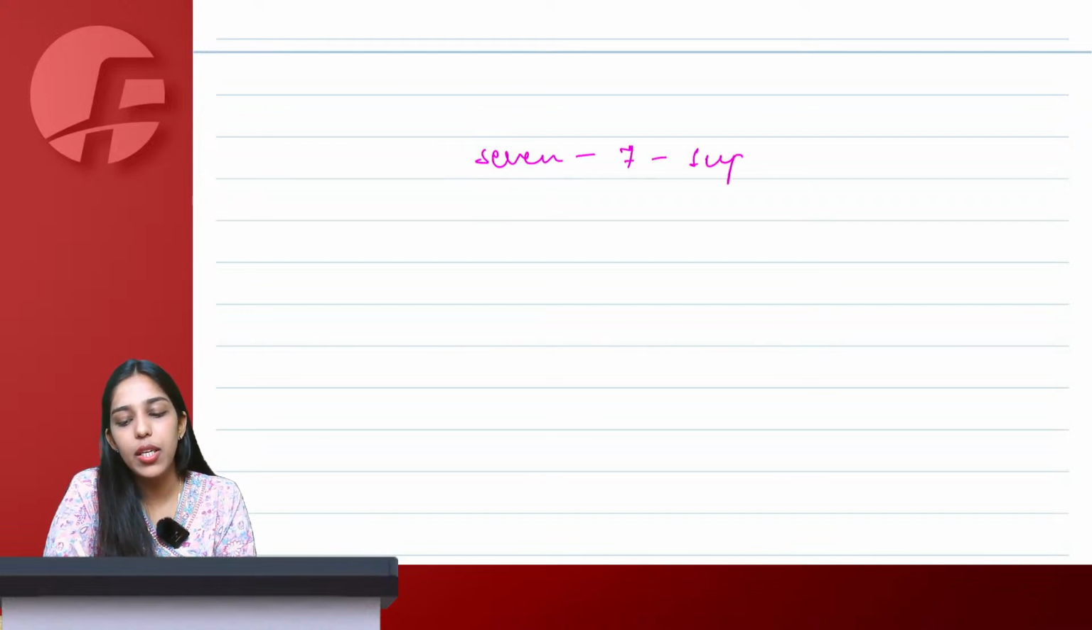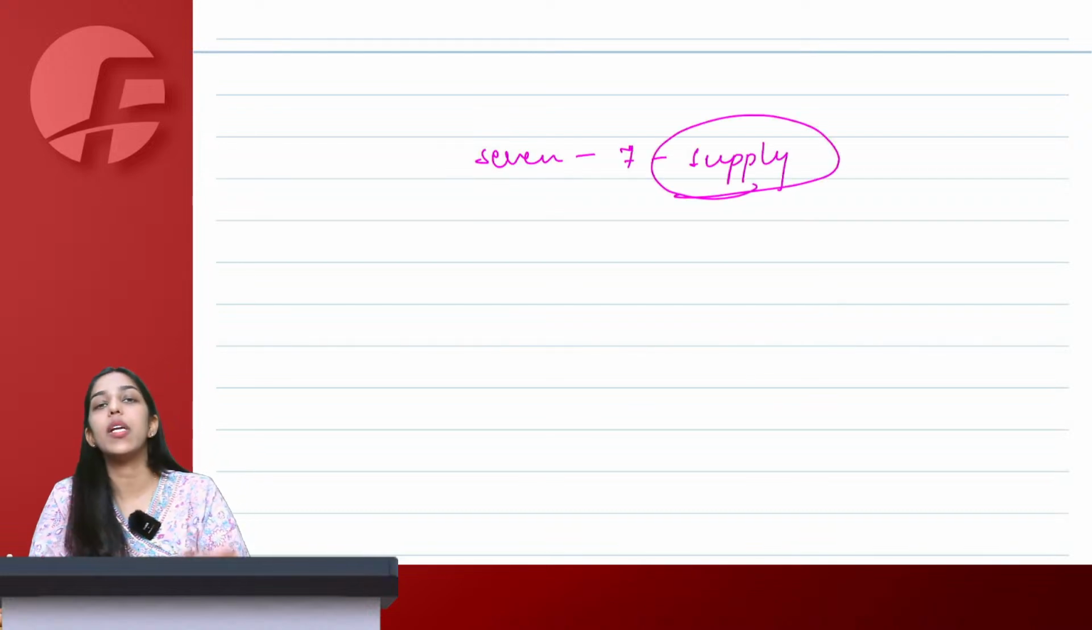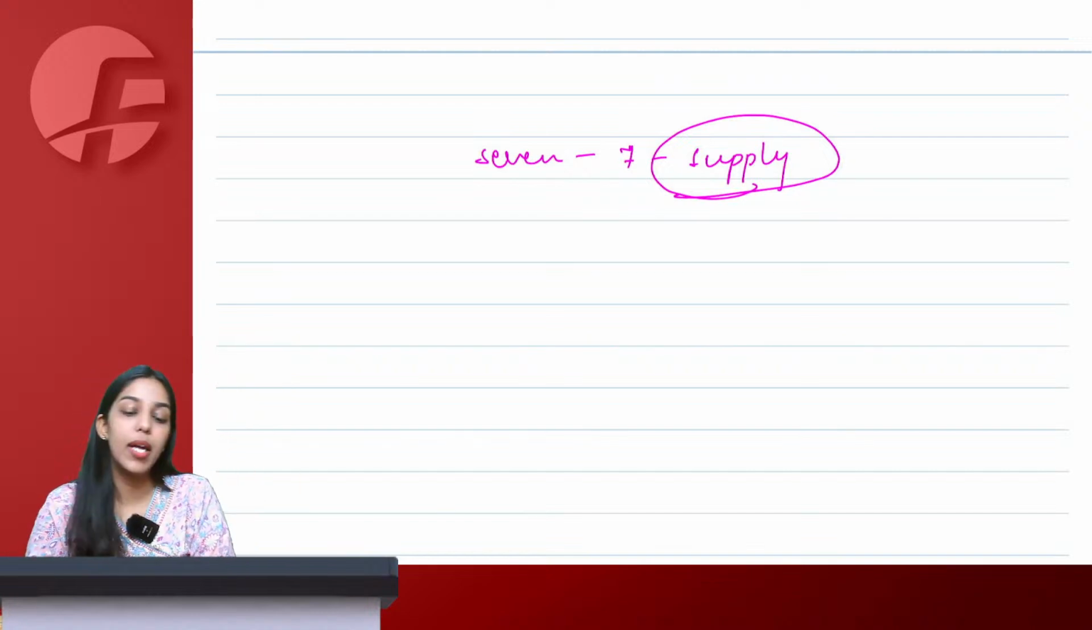So it is very much important for us to understand what is a supply. So section 7. How to remember? S for 7, S for supply. With me everyone, section 7 scope of supply.